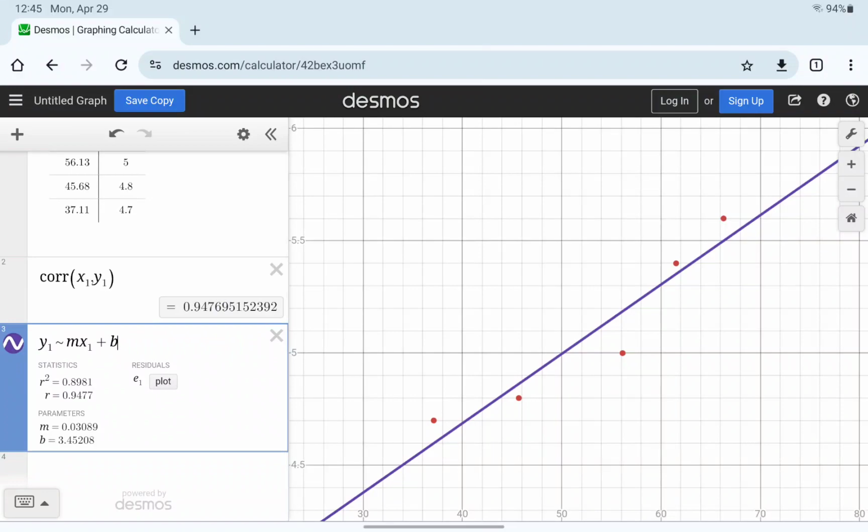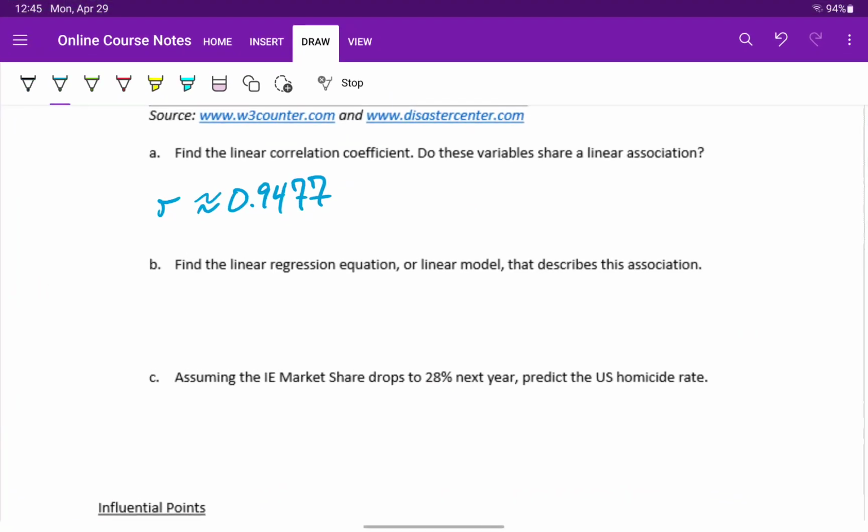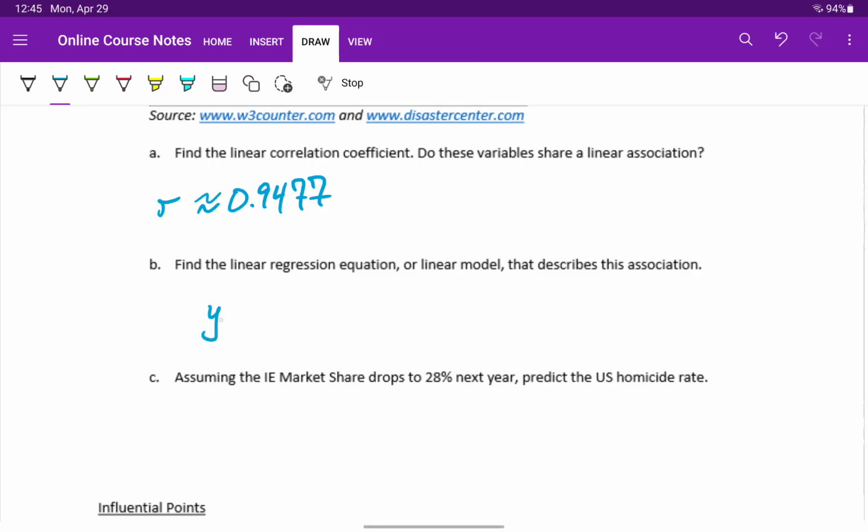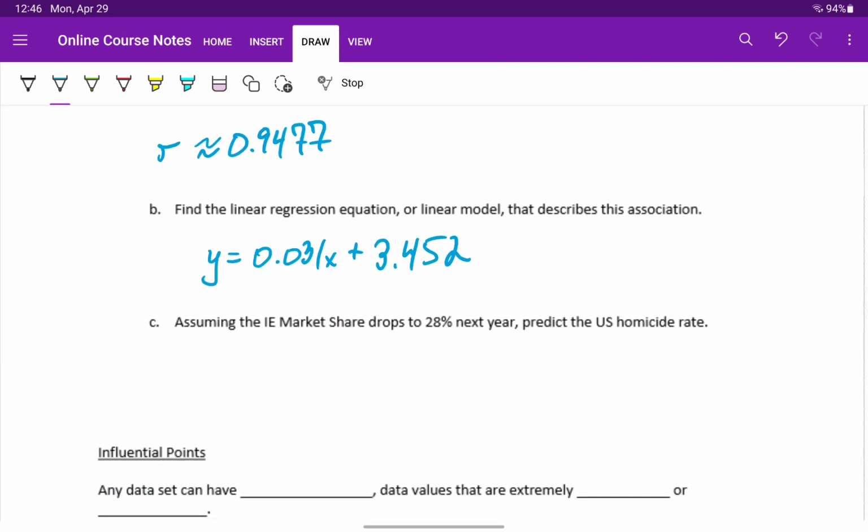By identifying those values for M and B using Desmos. So our linear model in this case would be y equals 0.031x plus 3.452. Then in part C, we can use this to identify a future or unknown value. So in this case, assuming the Internet Explorer market share drops to 28%, what would be the predicted US homicide rate?